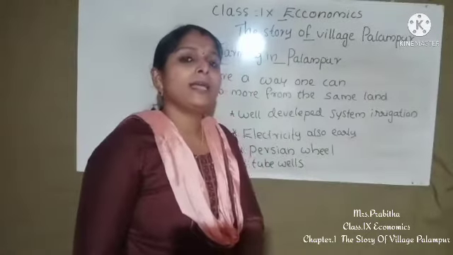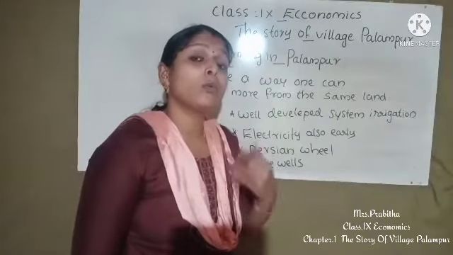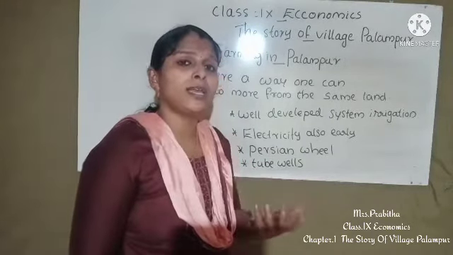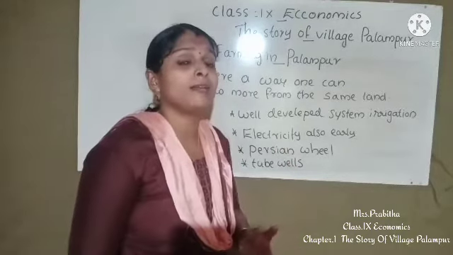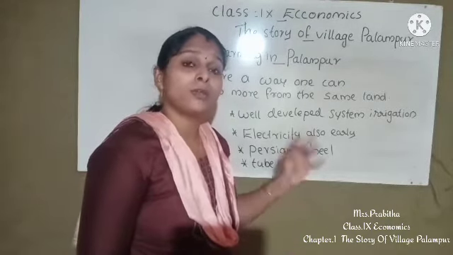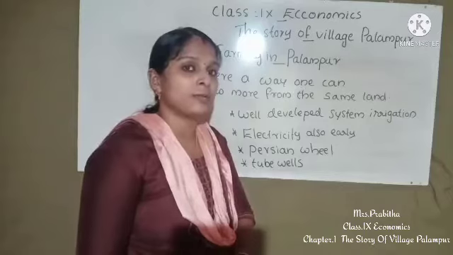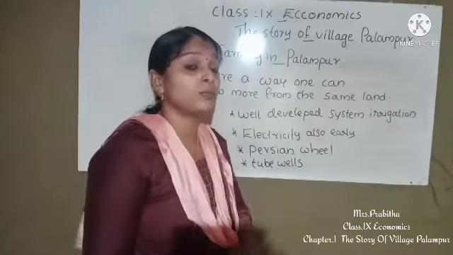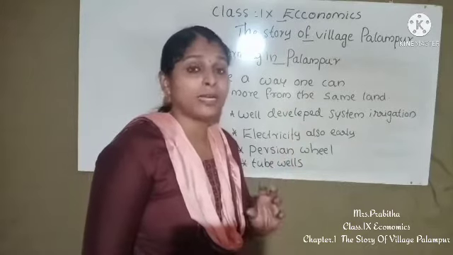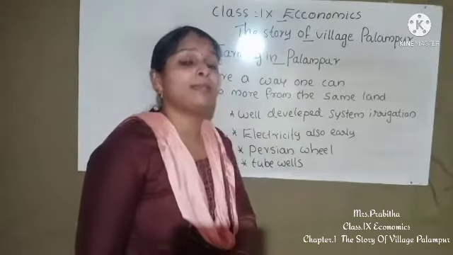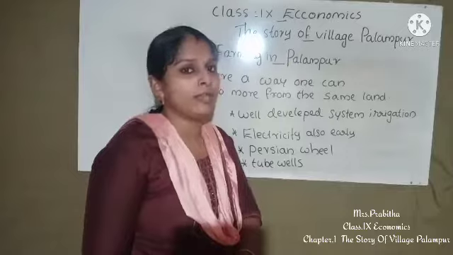As a result, by the mid 1970s, most of the land in Palampur was irrigated. That means more than 200 hectares of land were irrigated due to this transformation of the irrigation system, because the farmers used Persian wheels. So that was the most important development in the irrigation system in Palampur village.